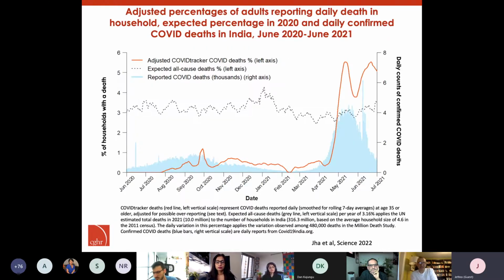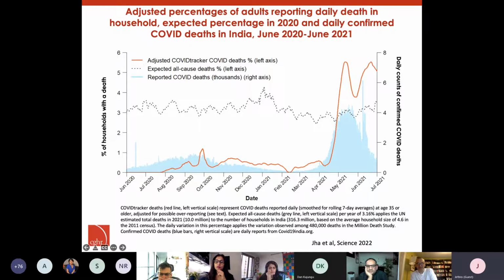And here are the key results from the CVoter survey. What you see here on the y-axis is the percentage of households that reported a death, shown in red. And then in blue are the daily counts of confirmed COVID deaths as reported by the government of India. And the dotted line represents the approximate number of deaths that would occur in a household based upon the earlier Million Death Study data, with the daily or weekly variation that is recorded across the years. So we mapped the overall proportions.